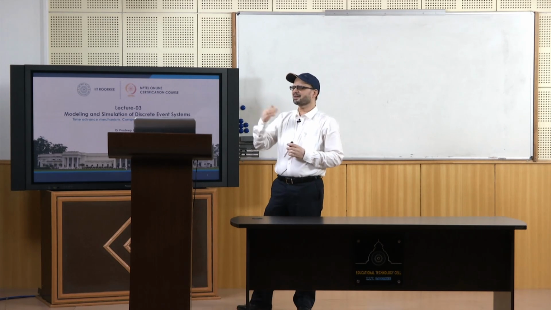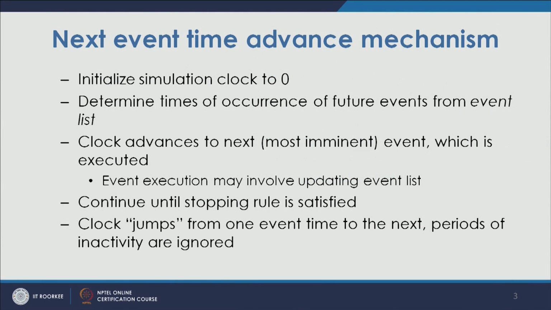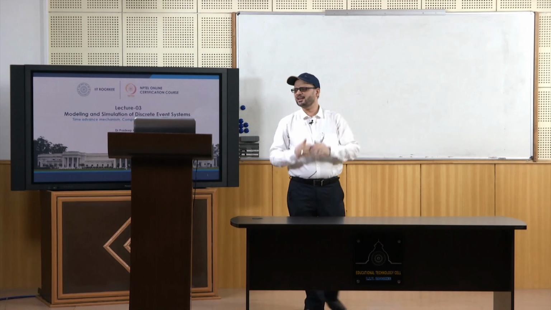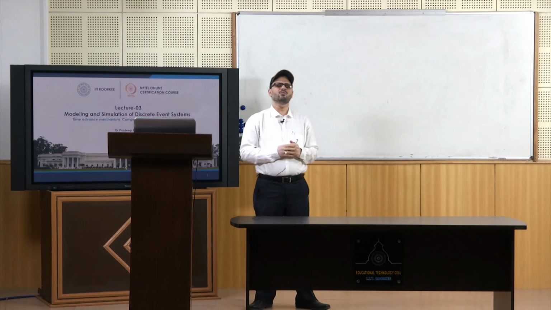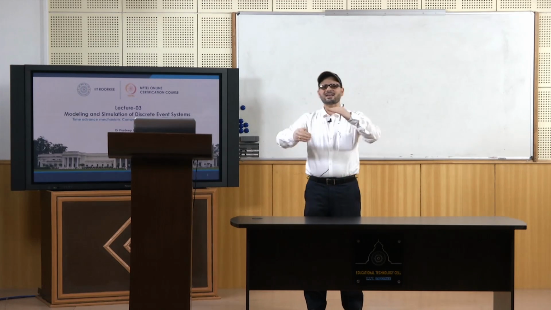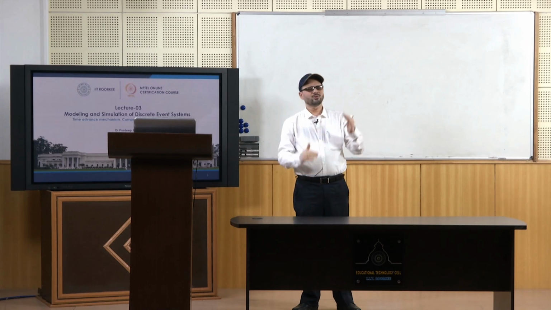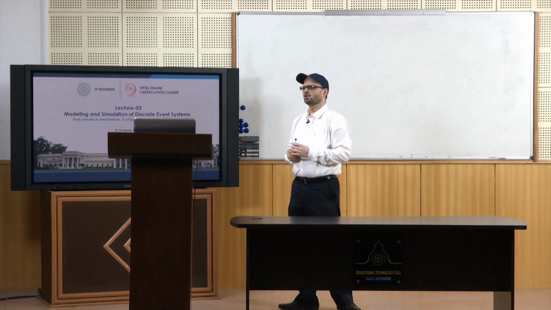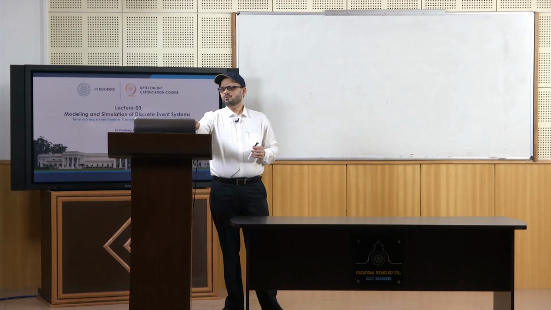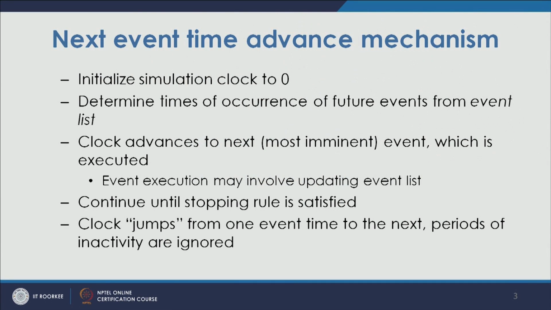Now determine times of occurrence of future events. So basically you will have the event list. The event may be in terms of arrival or departure. From the event list, you are picking one of the events. Once the event is picked, the clock has to move from 0 to that value. Clock advances to the next most imminent event, which is executed.